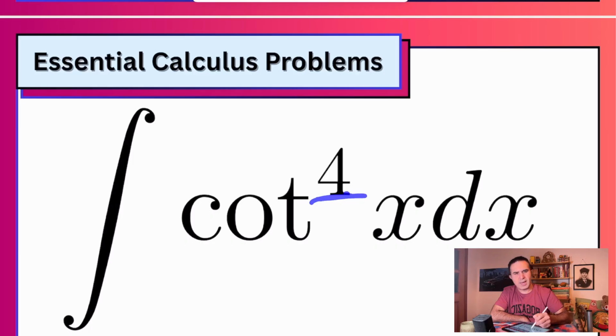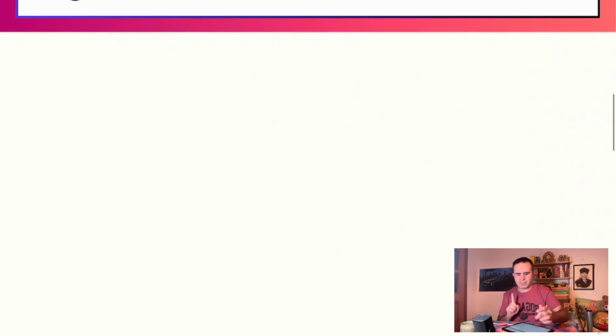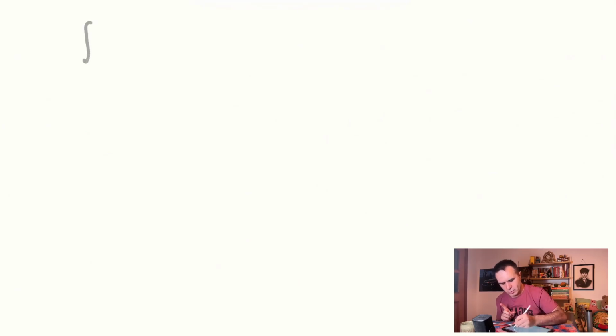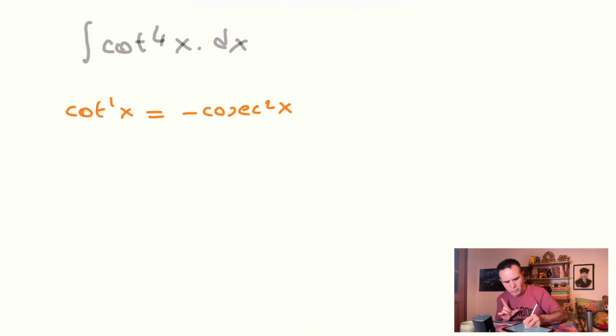In this lecture, I will solve the integral of cotangent to the power of 4x dx. To solve this problem, you should firstly remember that the derivative of cotangent x is equal to minus cosecant square of x. And if you don't remember this, you cannot solve the problem.